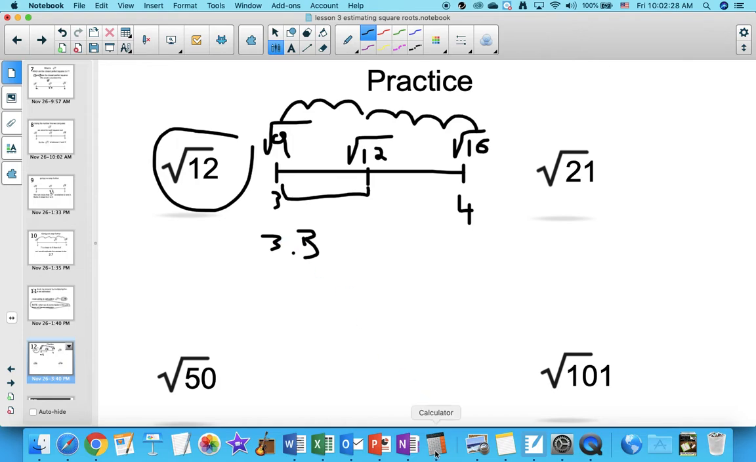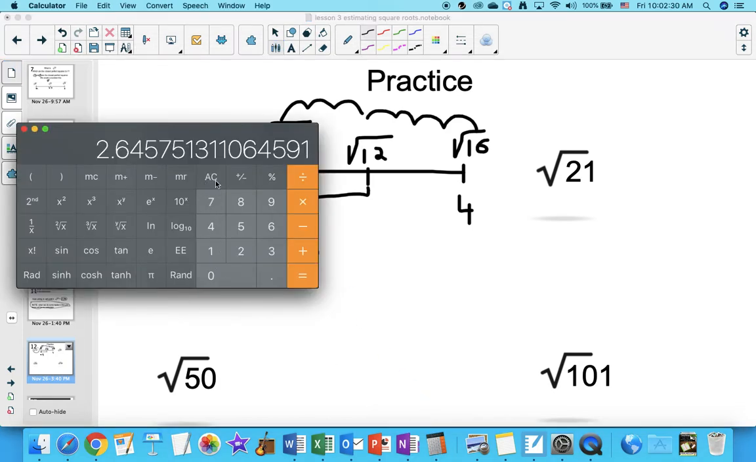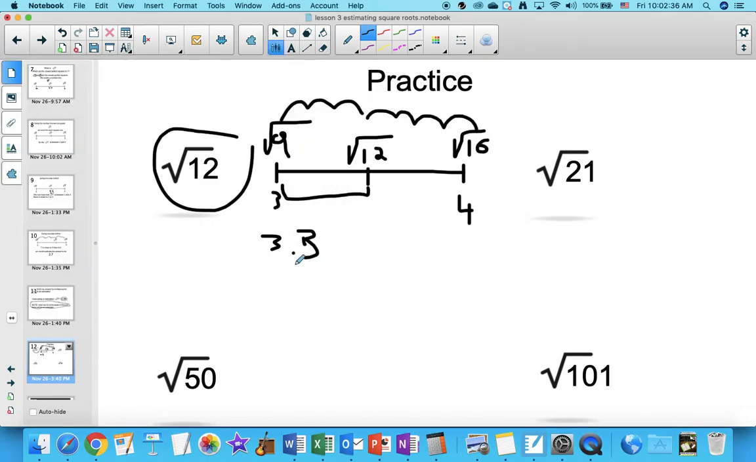Okay, so let's check our answer. What is the square root of 12? 3.46. So just below 3.5. If you were to round, you would say 3.5, but I was pretty close. I was 0.1 off. So estimating doesn't mean getting the right answer right away. Estimating means getting close to the right answer.